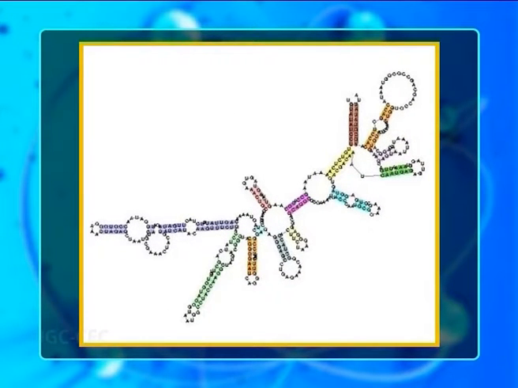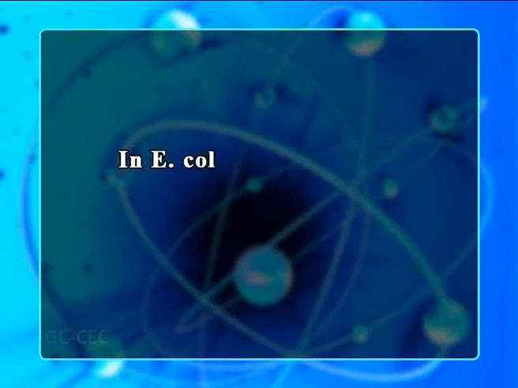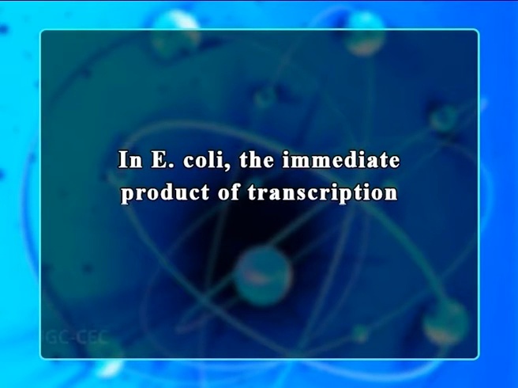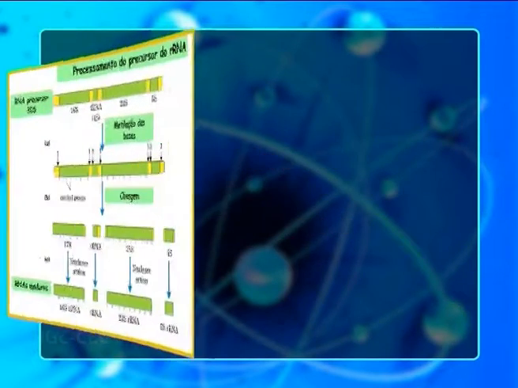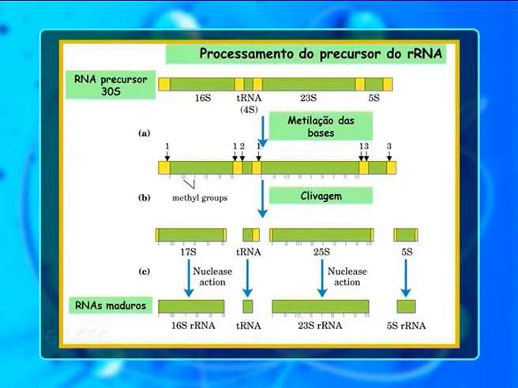Ribosomal RNA is processed in both bacterial and eukaryotic cells. In E. coli, the immediate product of the transcription is the 30S rRNA precursor. This 30S precursor is methylated in several places and then cleaved and trimmed to produce 16S rRNA, 23S rRNA and 5S rRNA along with one or more tRNAs. Eukaryotic RNAs undergo similar processing.